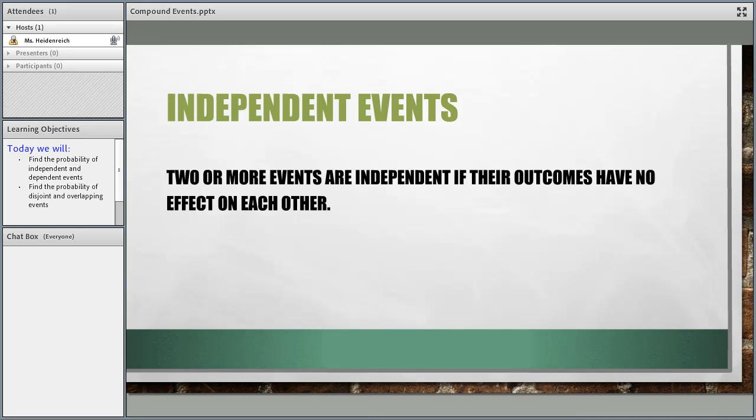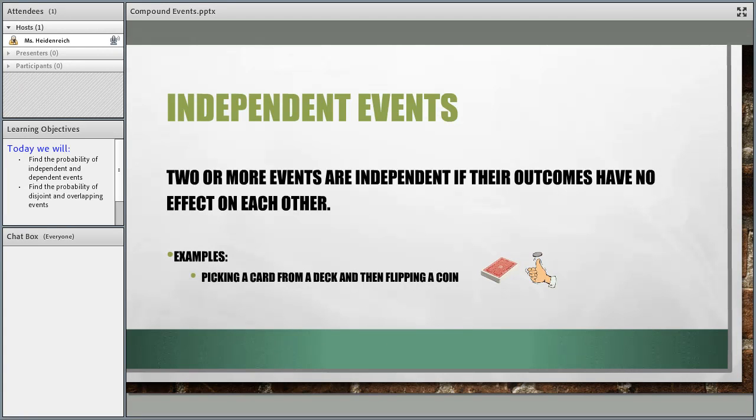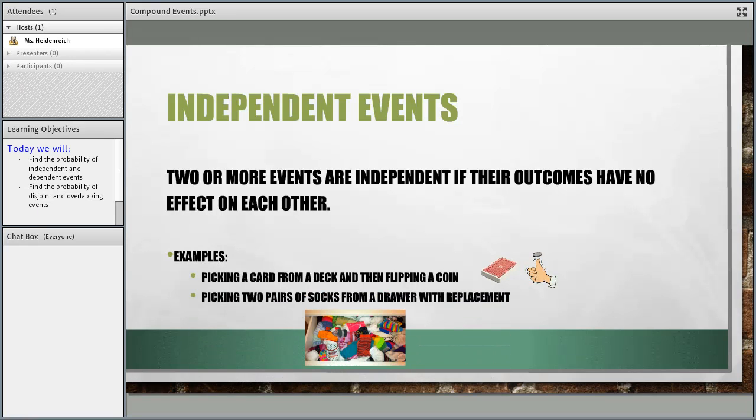And we know that the word independent means kind of separate, and this is a different use of the word than when you talked about independent variables. So in probability, two or more events are independent if their outcomes have no effect on each other. Some examples that you might have heard of before would be picking a card from a deck and then flipping a coin. Those two events have nothing to do with each other. One event does not affect the other event.